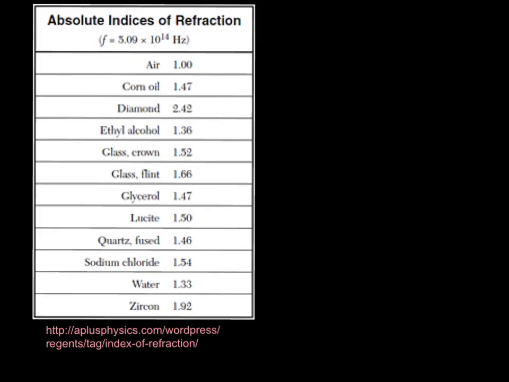This is a table of the indexes of refraction of some materials. Air has an index of refraction of 1. That's something you're just going to be expected to know. So the N for air is 1. Because basically, yes, it does slow down, but it's like 1.00079 or something like that. It's so close to 1 that it's really not worth changing.